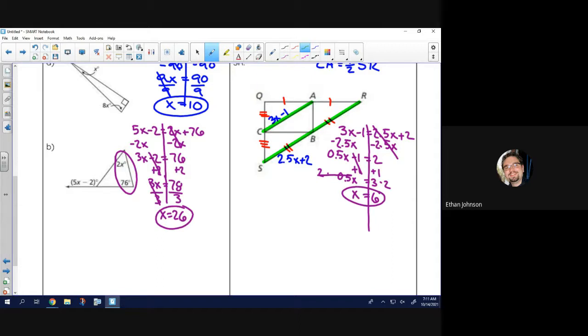So going back, we know that CA is half of SR, so let's find CA first. CA equals 3 times 6 minus 1. 3 times 6 is 18, minus 1 is 17. Now like I said before, CA is half of SR, so we need to double CA to get SR. So in this case, 2 times 17. So SR has to equal 34.